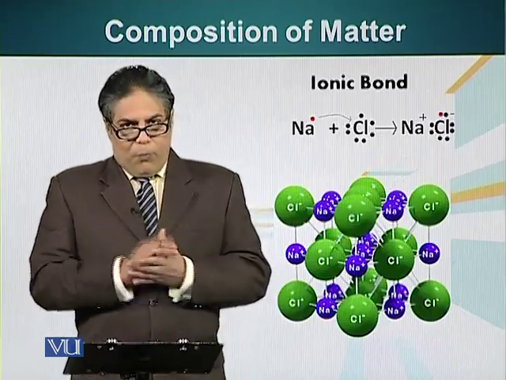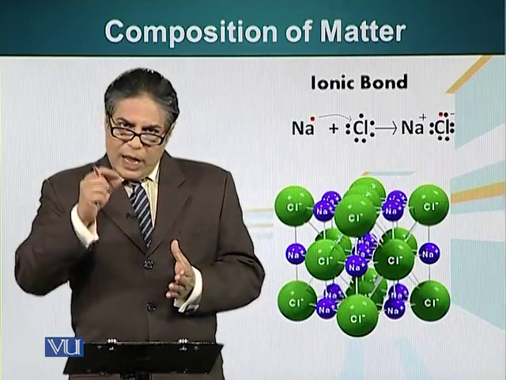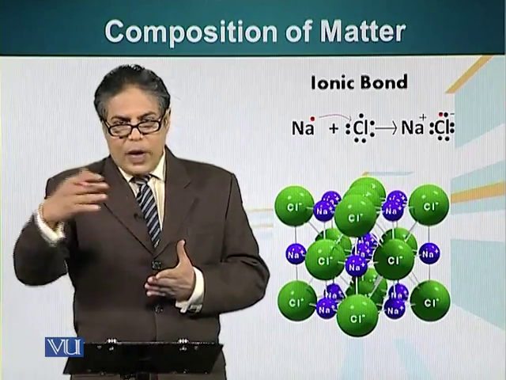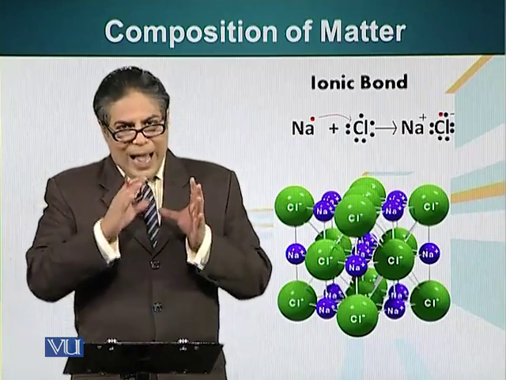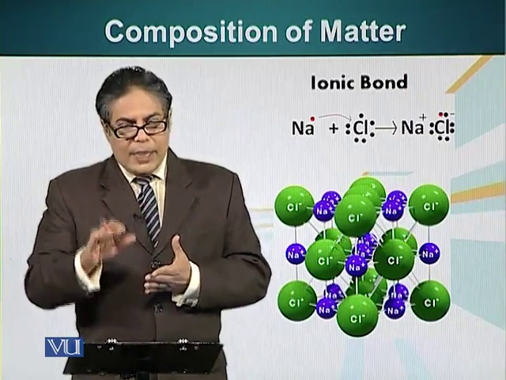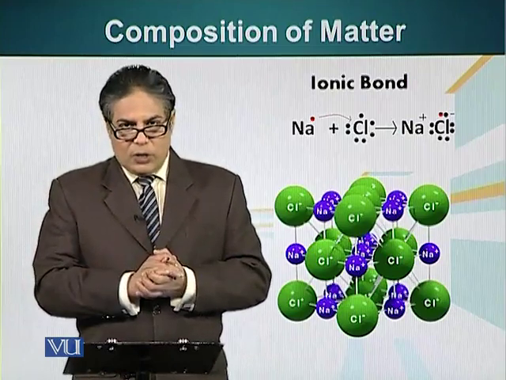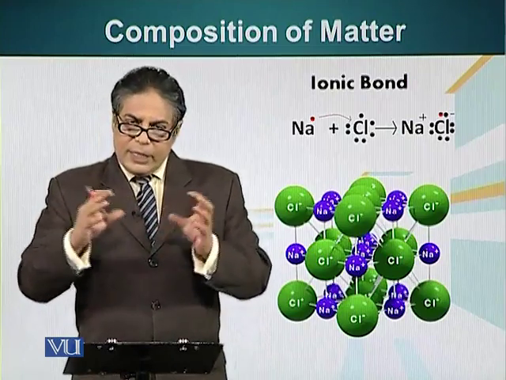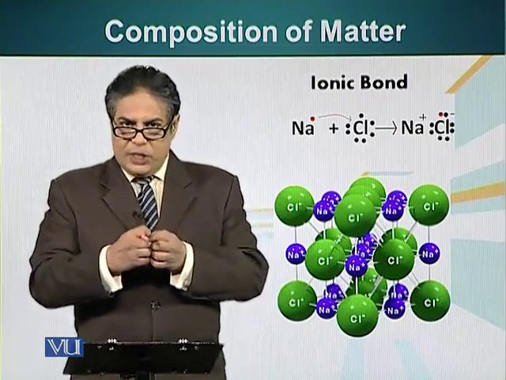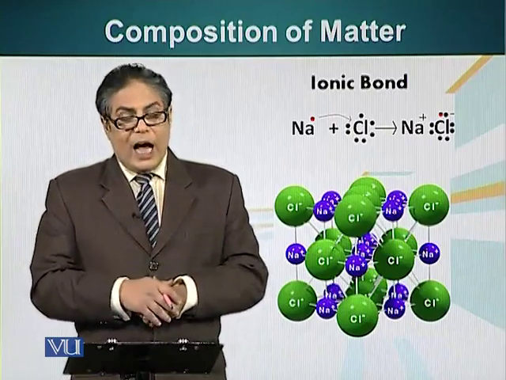Let's look at another type of bond, the ionic bond, in which an atom donates its electron to another atom. When an atom donates its electron, it becomes positively charged, and the atom that receives the electron becomes negatively charged. Because these two atoms have opposite charges, they attract each other, and this attraction results in a bond which is called an ionic bond.